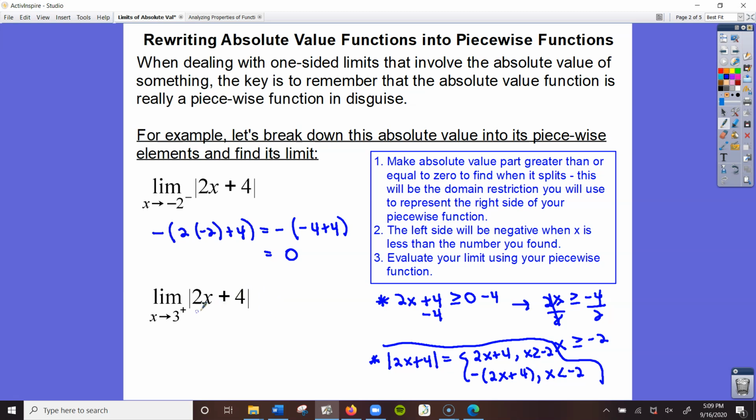Now, if I'm trying to evaluate the limit as x is approaching positive 3 from the right of 2x plus 4, it doesn't matter whether 3 is coming from the right or the left. Regardless, 3 is greater than negative 2. So we're going to use the top part of our piecewise function. I'm going to go ahead and plug it into the top. So 2 times 3 plus 4, which when we work this out gives me 10.